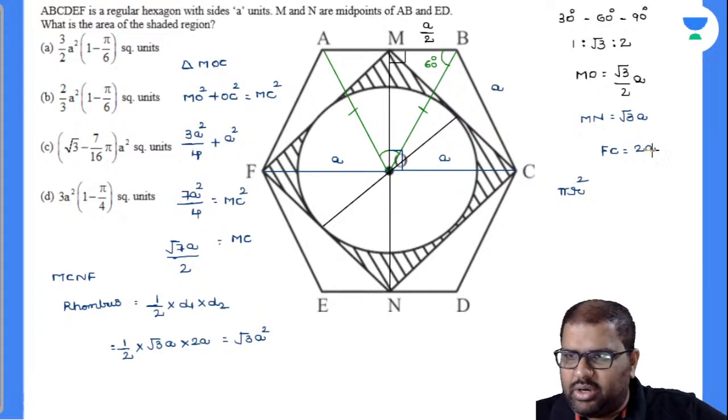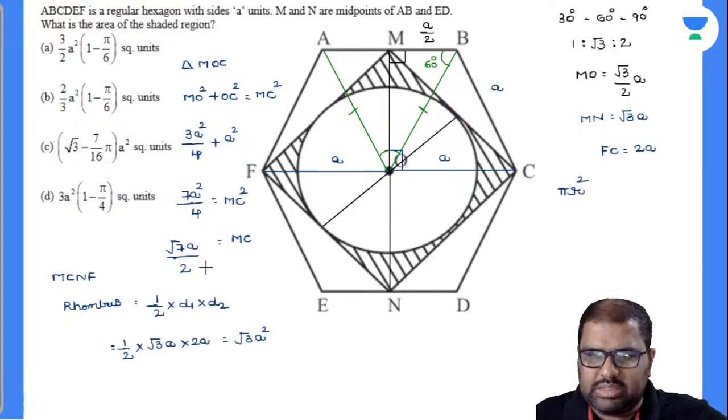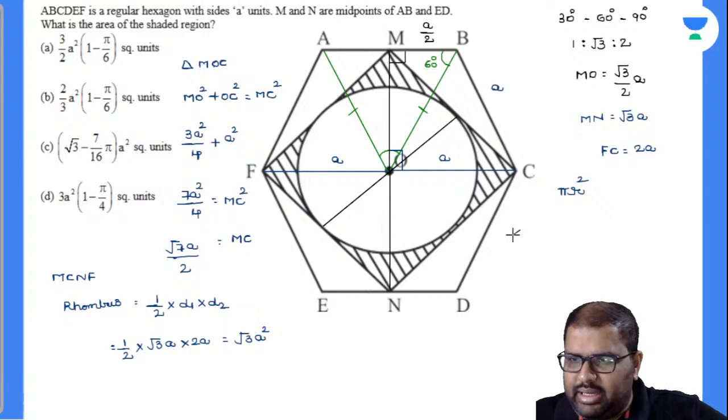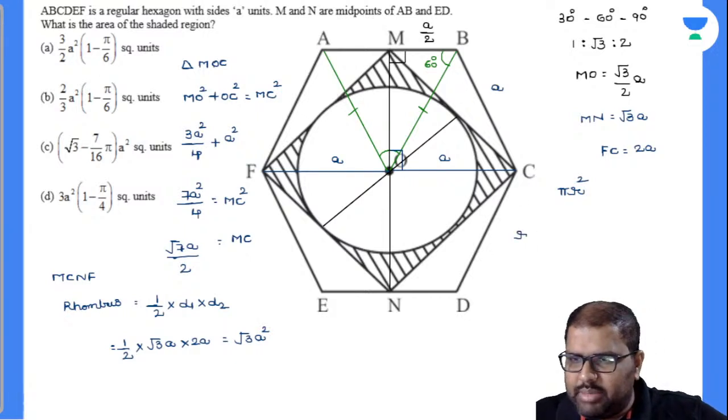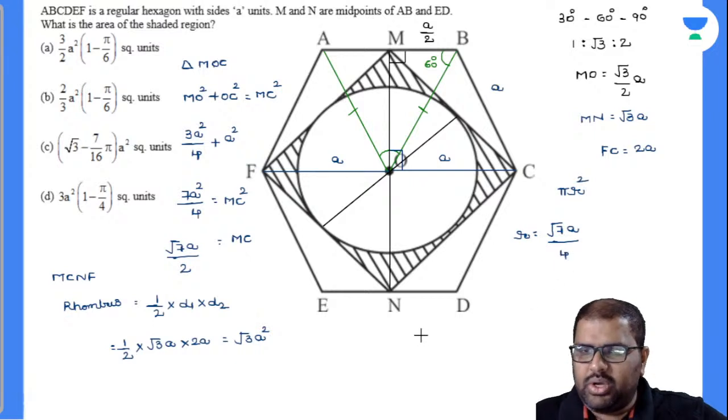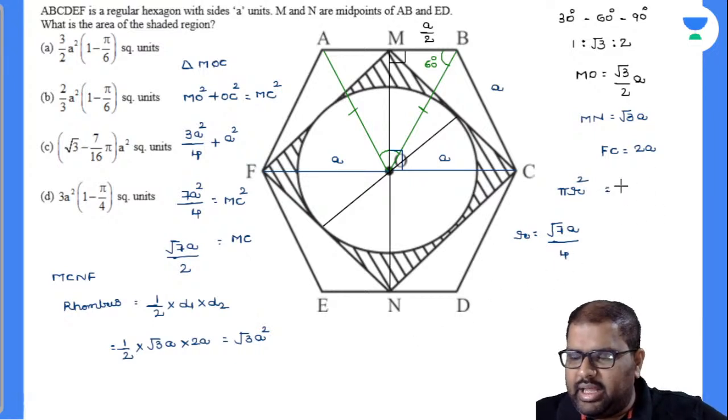So side of the rhombus is nothing but equal to how much? Root 7a by 2. Now what will be the radius there? R value will be how much? I hope you are understanding: diameter is root 7a by 2, so radius will be root 7a by 4. So finally area of the circle will be pi into r square, that is 7a square by 16.